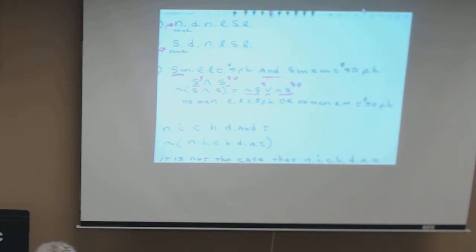And how would I say it's not the case? What was that thing about? No men earn less than 5, or no men earn more than 50. If I'm going to negate the thing.